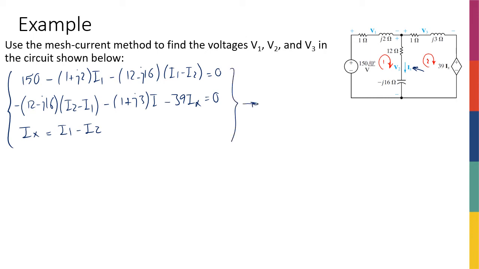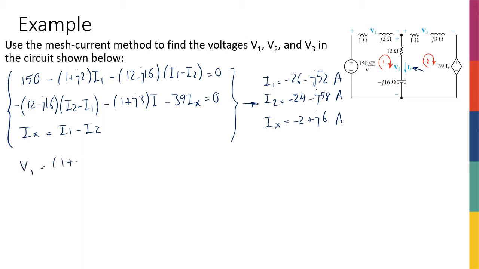Doing the math, I'm going to get I1 is equal to negative 26 minus j52, I2 is equal to negative 24 minus j58, and IX is equal to negative 2 plus j6, all in amperes. Okay, now that I have these, I know that V1 is equal to (1 plus j2) times I1, so it's going to be 78 minus j104 volts.